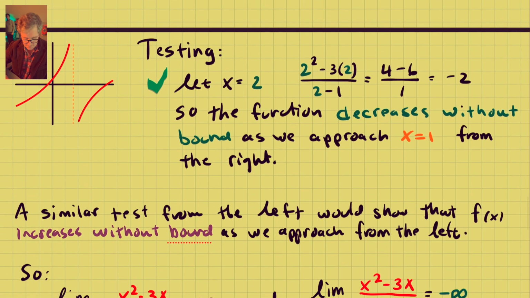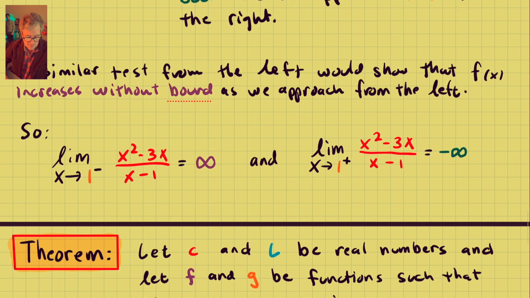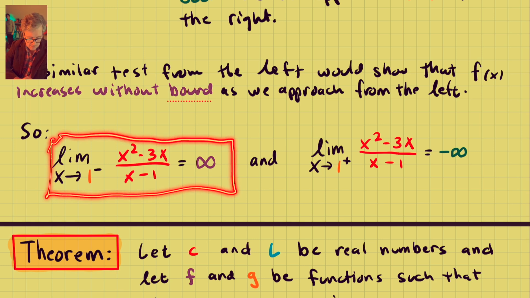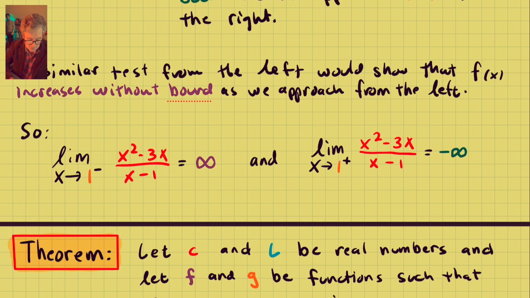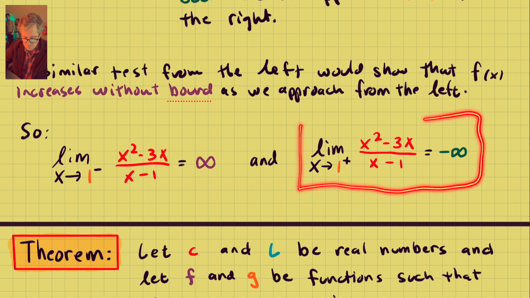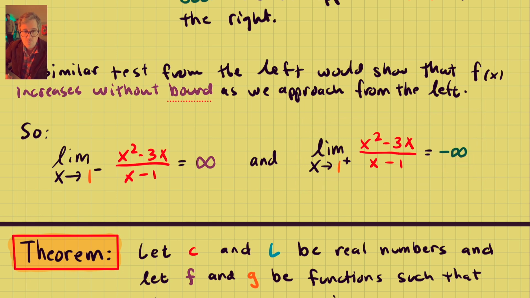Okay, very good. In this case, just to underscore that notation, we would say that the limit as x approaches 1 from the left of this function is positive infinity, and the limit as x approaches 1 from the right of this function is negative infinity. Okay, very good.